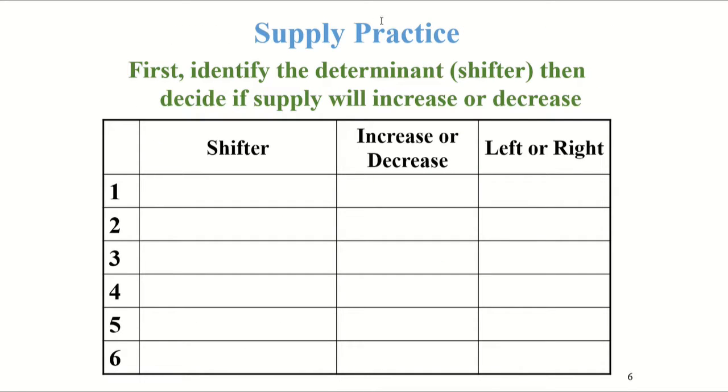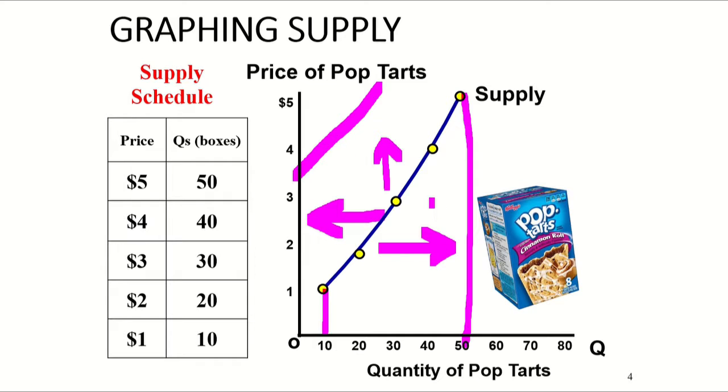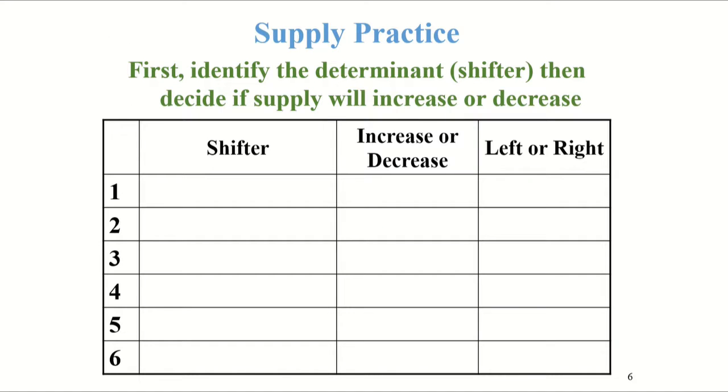All right, let's look at some supply practice. Number from 1 through 6. Shifter, increase, decrease, left or right. Be very careful with supply. It doesn't happen as often with demand, but a lot of people will say supply goes up, and they'll do this with their supply curve. That is incorrect. Supply, when it increases, goes to the right, and supply, when it decreases, goes to the left. Not up and not down. These are rightward and leftward shifts. Please be careful of that.